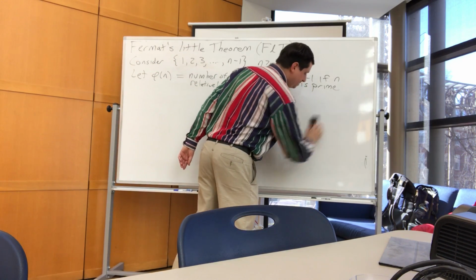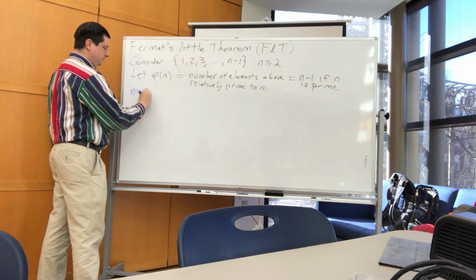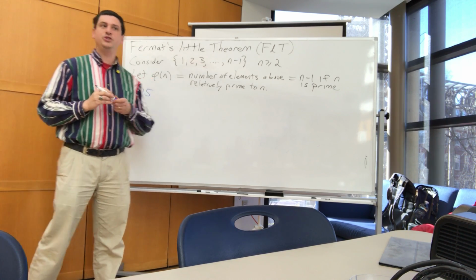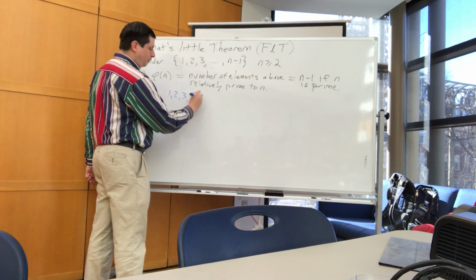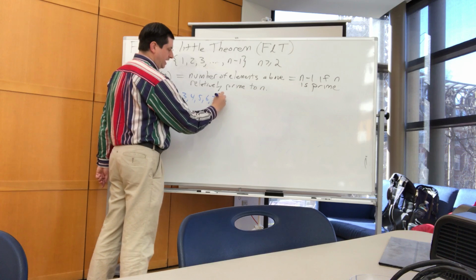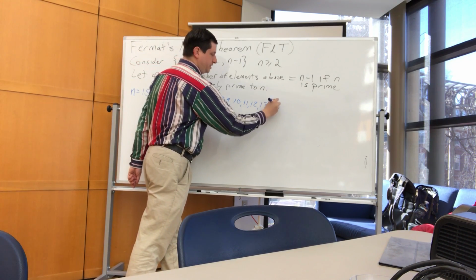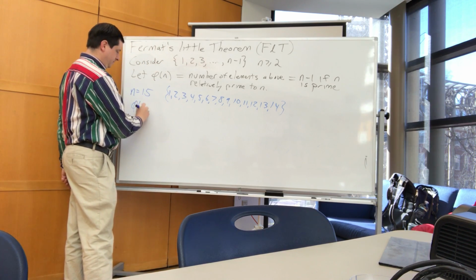So let's gather some data. So let's take n equals 15. Distinct primes, like not 25. Correct. 25 would not work. So I want two distinct primes. So I would have the numbers 1, 2, 3, 4, 5, 6, 7, 8, 9, 10, 11, 12, 13, 14. So what would you say here for phi of 15?